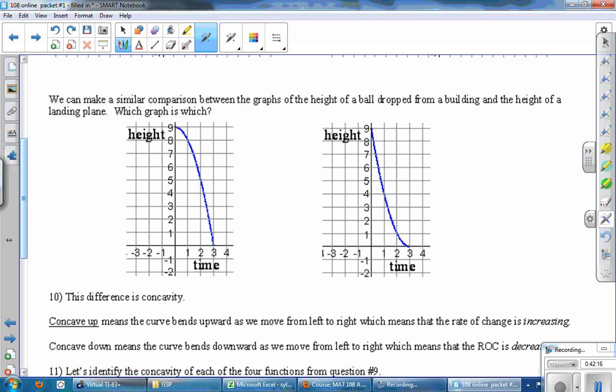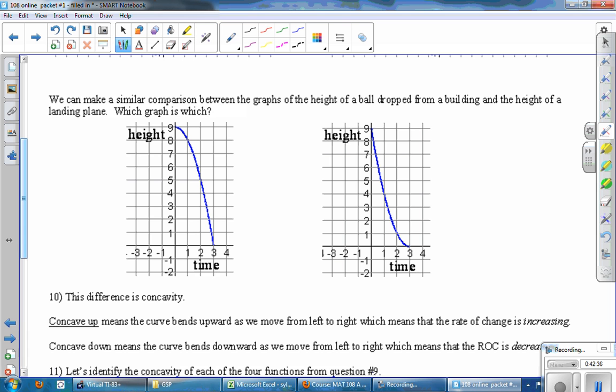We can make a similar comparison between the graphs of the height of a ball dropped from a building and the height of a landing plane. Which graph is which? Pause the video, figure out which one is the ball and which one is the plane, and come back. Okay, for the sake of the folks on the plane, I hope we chose correctly.